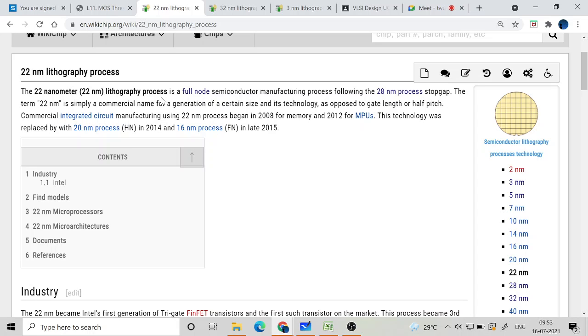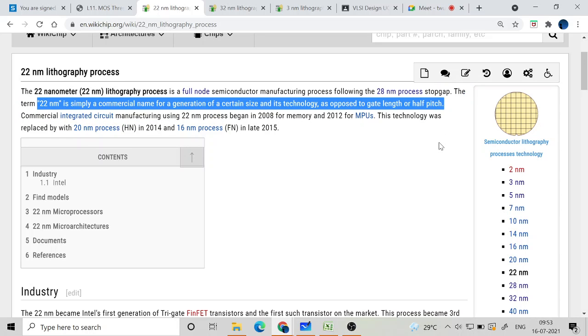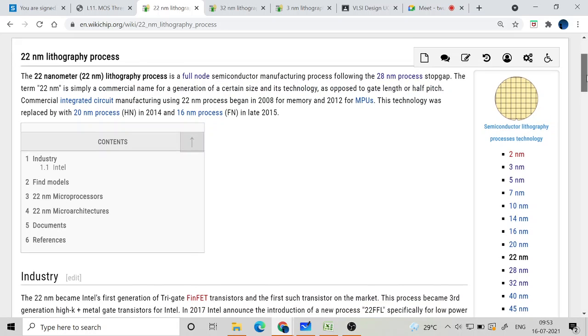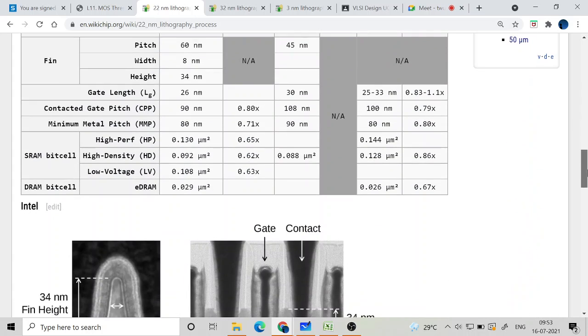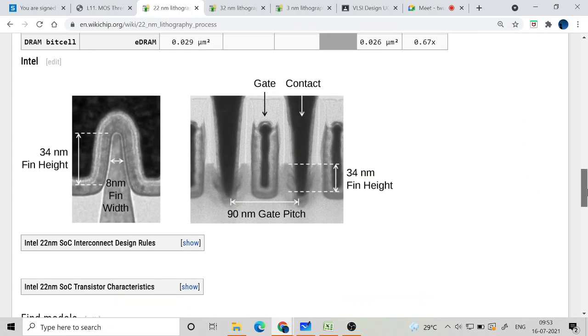So 22 nanometer, now if you read here, you have a new device entering. Okay, so far it was the conventional MOSFET. So you can see that 22 nanometer is simply a commercial name. Just like we used to talk about technology node in terms of the minimum feature size, lambda, where L is the length which is equal to 2 lambda, but that definition no longer holds, because it is no longer the conventional MOSFET structure that we are going to use. Instead, it is going to be made with what is called FinFET.